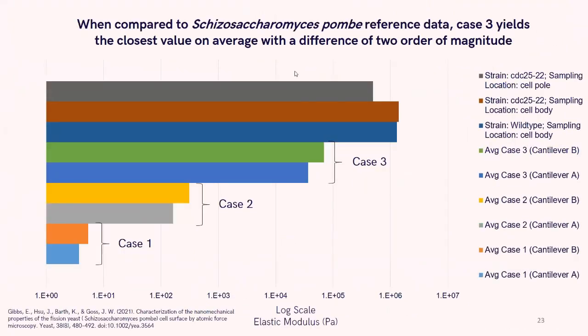Schizosaccharomyces pombe is another common microorganism found in kombucha. When compared to the reference values, case 3 yields the closest values on average, this time with a slim difference of 2 orders of magnitude. Case 1 here deviates significantly by 6 orders of magnitude, while case 2 deviates around 4 orders of magnitude.